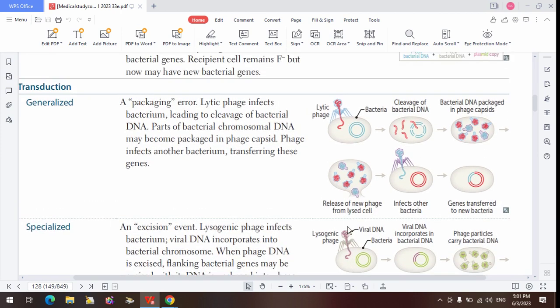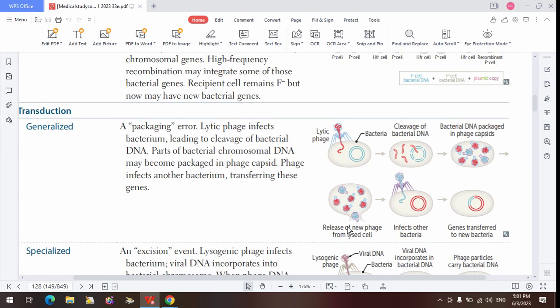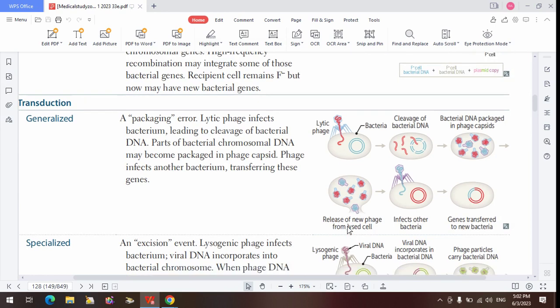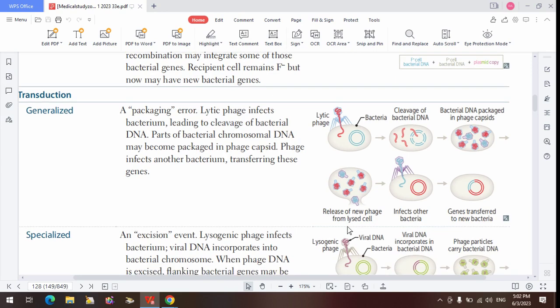Sort of. The part I don't really get is, after the cleavage of the bacterial DNA, we have the bacterial DNA being packaged into phage capsids. This release of new phage from the live cell, release into where? Because the next thing I'm seeing is another lytic phage attaching to another cell. The link here is broken for me. The lower part. Yeah, so I'm not sure.